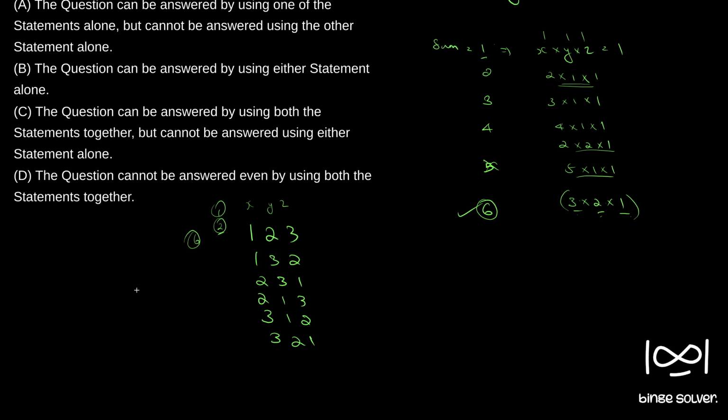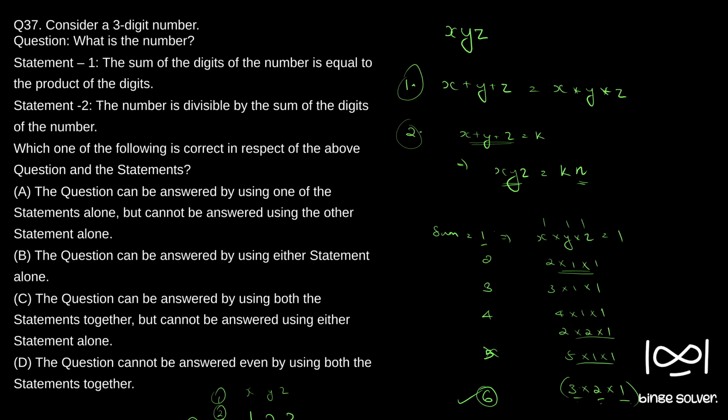To check the divisibility by 3, the sum of the digits should be divisible by 3. As you can see, for all these numbers the sum is 6 and that is divisible by 3. So all these numbers are divisible by 3. And now let's see which numbers are divisible by 2. Ones ending with 2 are divisible by 2. So 132 is divisible by 2 and 312 is divisible by 2. That implies these two numbers, 132 and 312, satisfy both statement 1 and statement 2.